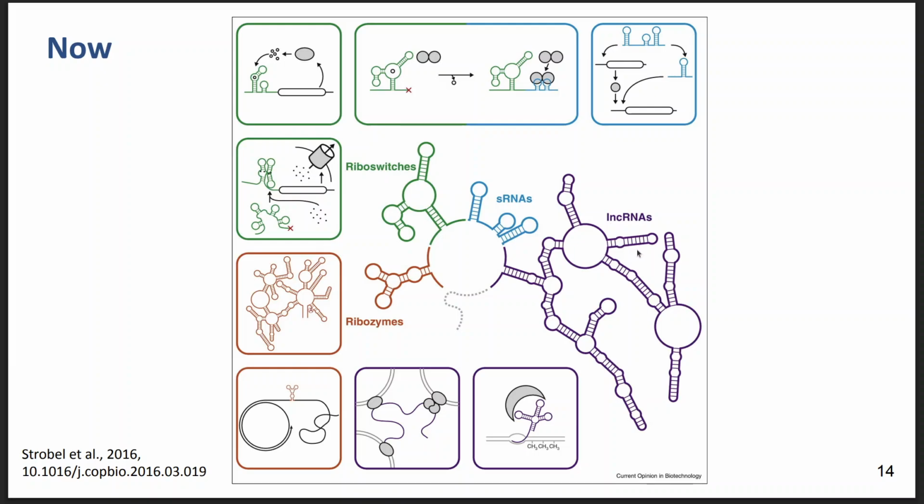The only common thing about long non-coding RNAs is that they are long and they are non-coding, and that's it. So we have a spectrum of different types. We don't know much about them in general. We do know that some specific long non-coding RNAs are involved in cancer diseases or something. But in general, we don't know much.